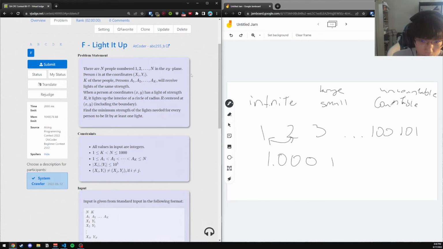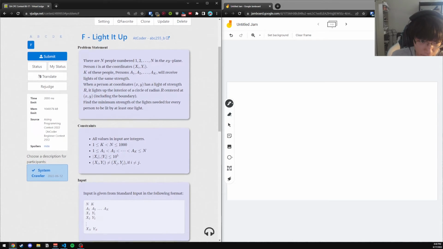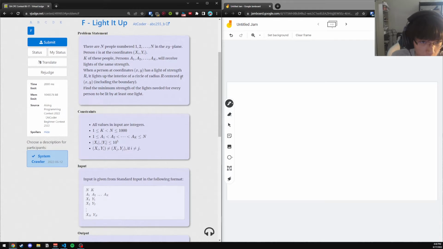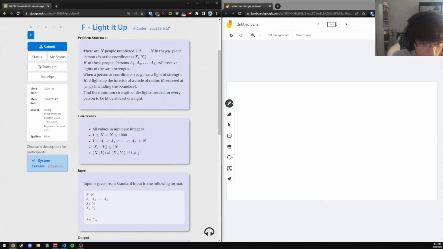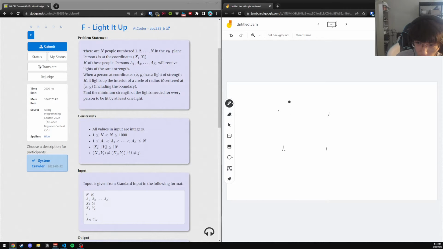Okay, problem F. There are n people numbered 1 through n in the xy plane. Person i is at coordinates (x_i, y_i), and k of these people, a_1 through a_k, will receive lights of the same strength. So we have a bunch of people, and let's say there are 4 people, and then you have some kind of light, right? And another person might have a light.